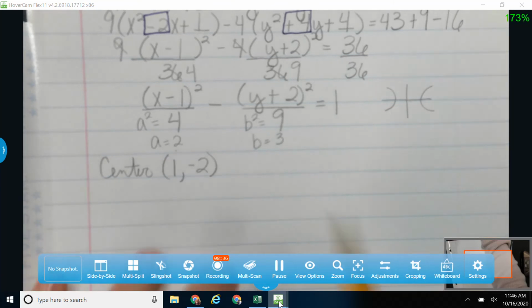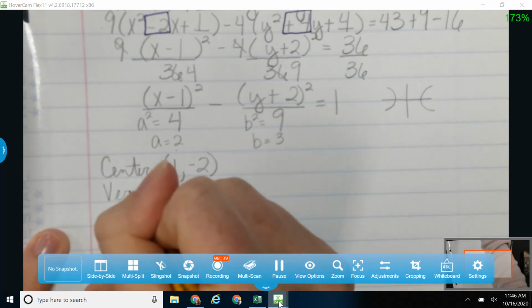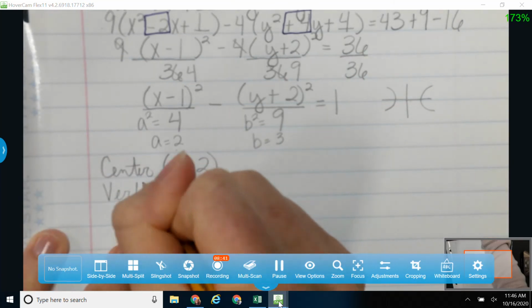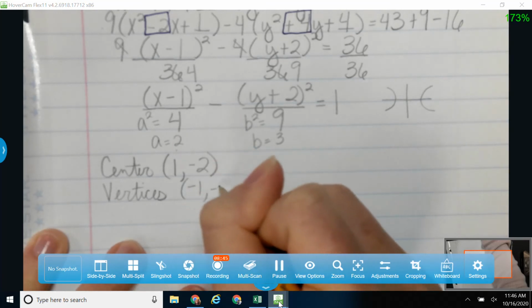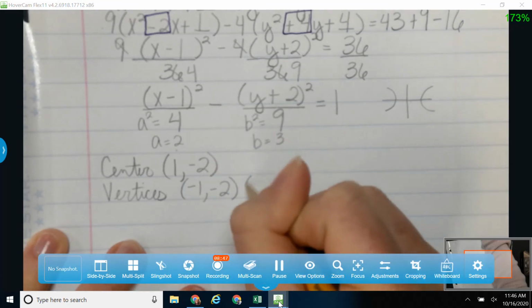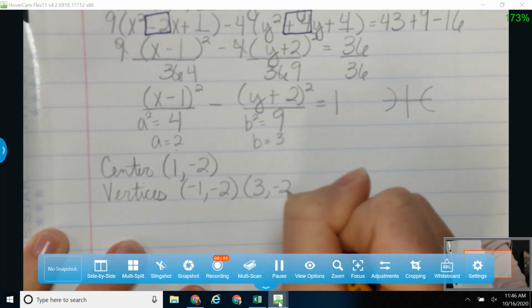Let's go and name those. Again, I'm not picky about which order you name them in. It's fine either way. So that's going to be at negative 1, negative 2, and at 3, negative 2.